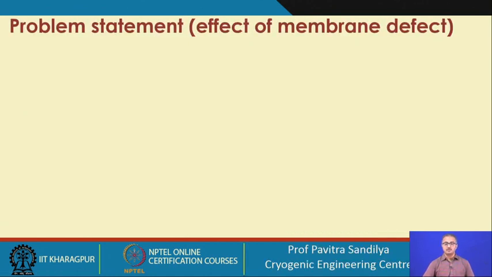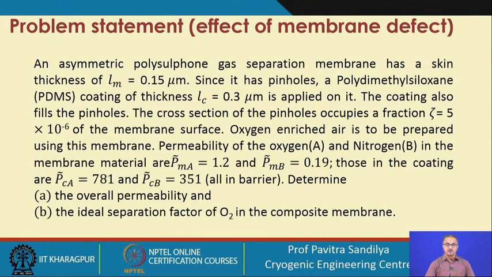Next we come to a problem which is very common in membranes. In this case we analyze the effect of any kind of defect, such as a pinhole on the membrane. So here we have the problem. We are again considering an asymmetric polysulfone gas separation membrane with a skin thickness of about 0.15 micron, and there is a pinhole. Now what happens with the pinhole?